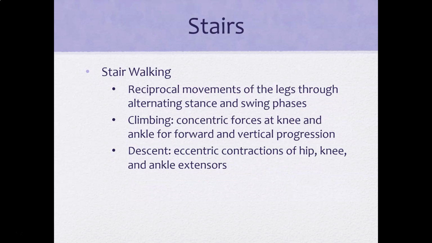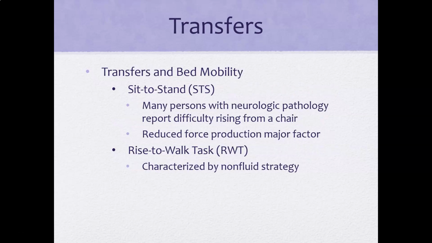What about stairs? Let's say they can't go up and down stairs. Well, stair climbing is reciprocal movements of legs through alternating stance phase and swing phases. Climbing is concentric forces at knee and ankle for forward and vertical progression. But the descent is key. If they don't have eccentric contractions of the hip and knee, they're going to fall when they go down stairs. So they might be able to go up, but most falls occur when they try to come down the stairs.